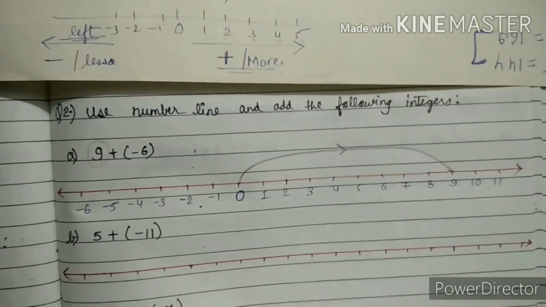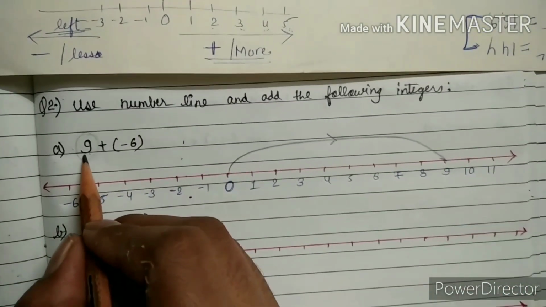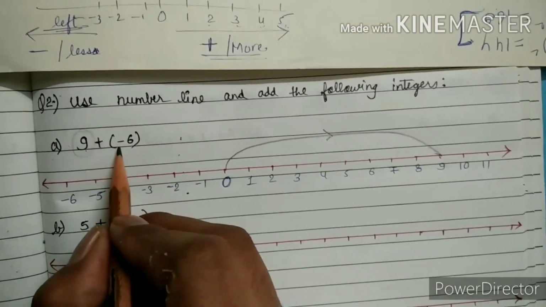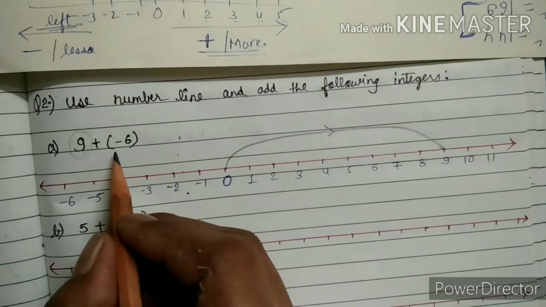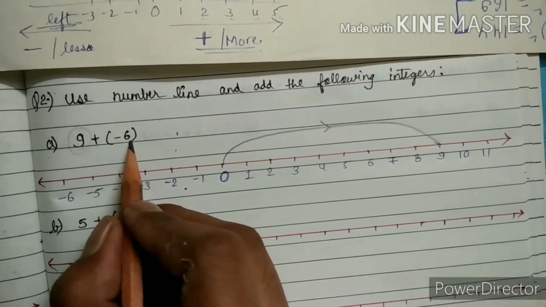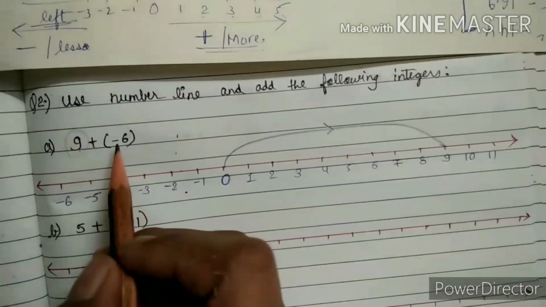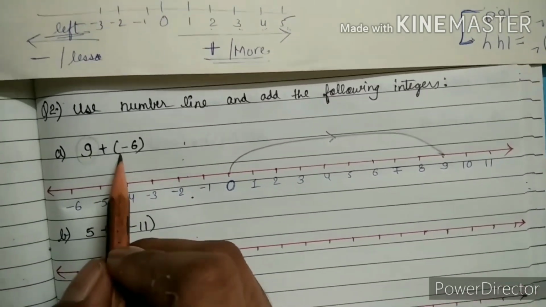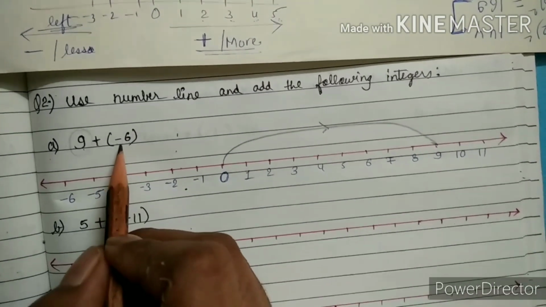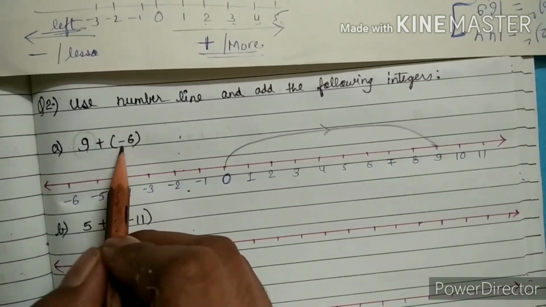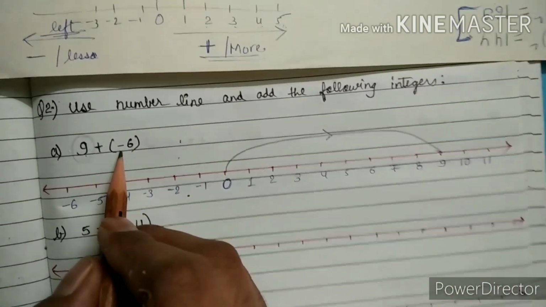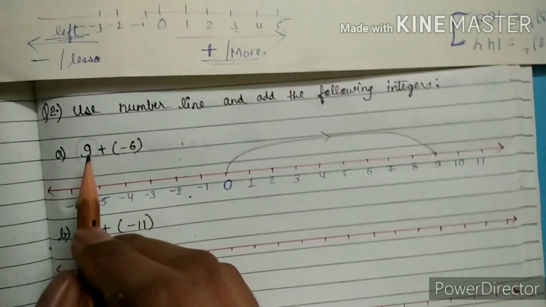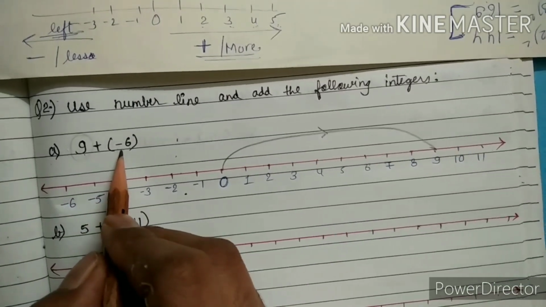Now we have to do 9 plus -6. So here we have -6 in the bracket. Ignore this plus. In the bracket we have -6. It means we see a subtraction symbol. It means we have to go in which direction? We have to go in the left direction from 9.